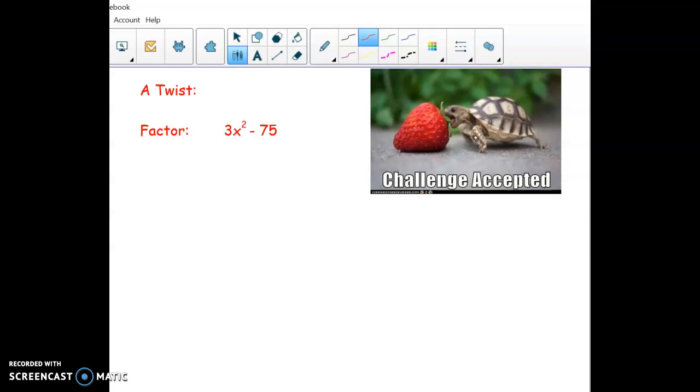All right, so this turtle is going to eat this strawberry. And if you can do that, then you can do this challenge one. So give this one, factor one, a quick try.